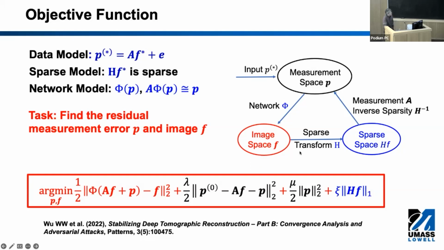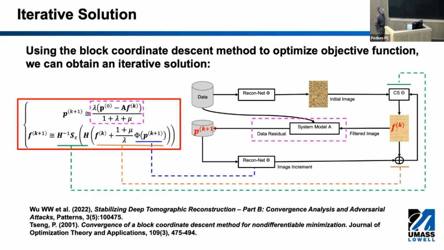So as you can see, in the three spaces, we have four components. Our objective can be solved by minimizing this loss function. We have two variables, P and F. Using what we call the block coordinate descent method, we can optimize the loss function. We have one iterative solution: P hat k plus 1, and F hat k plus 1. Basically, there is an update of the residual and an update of the image.